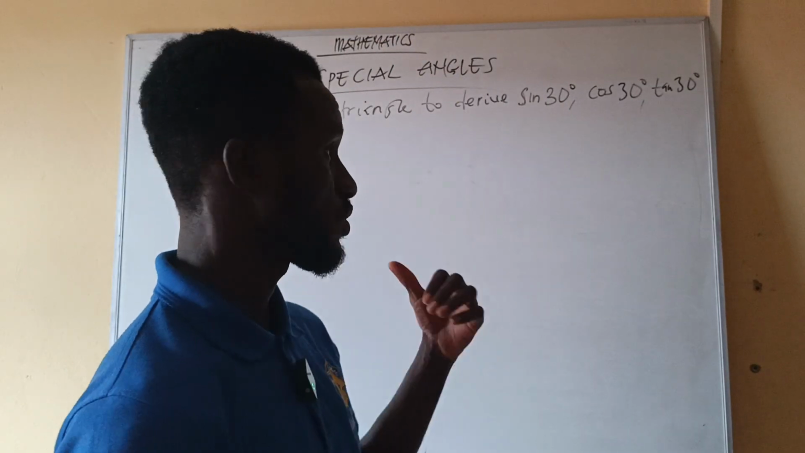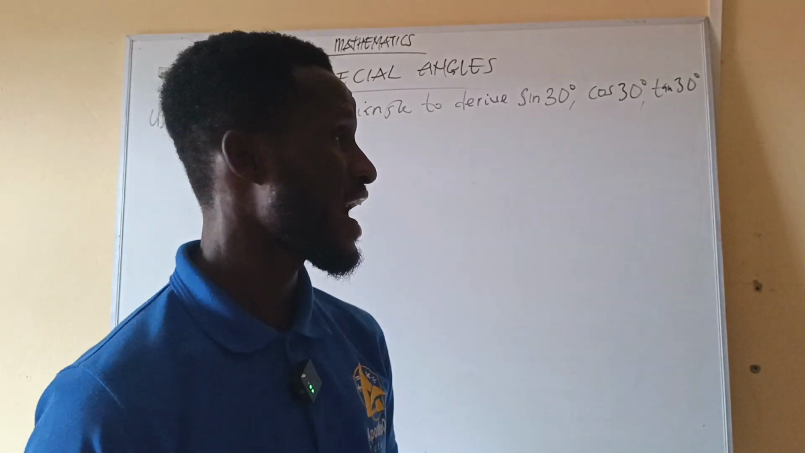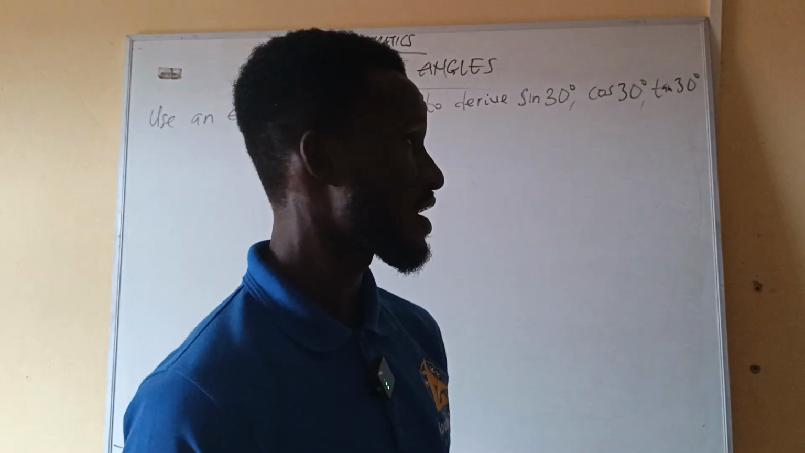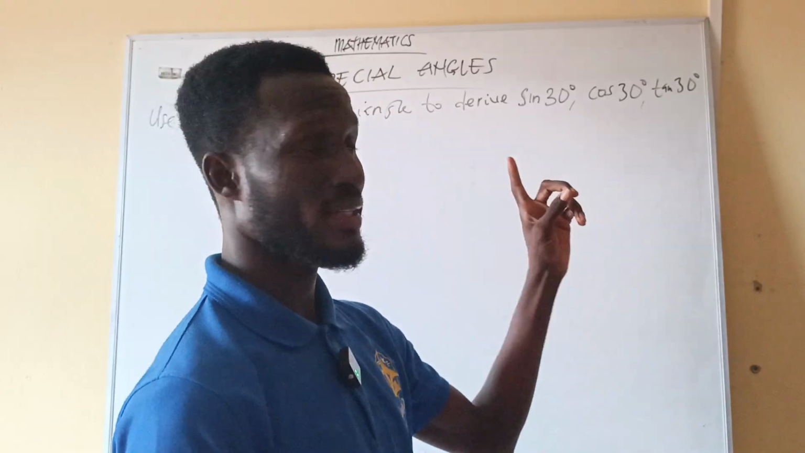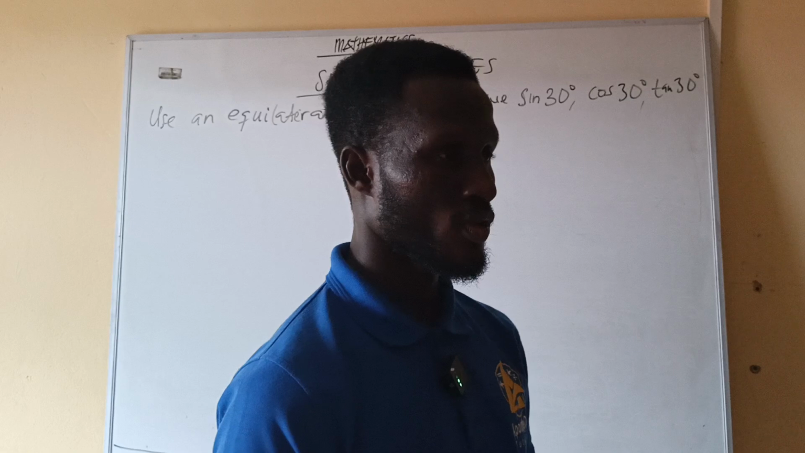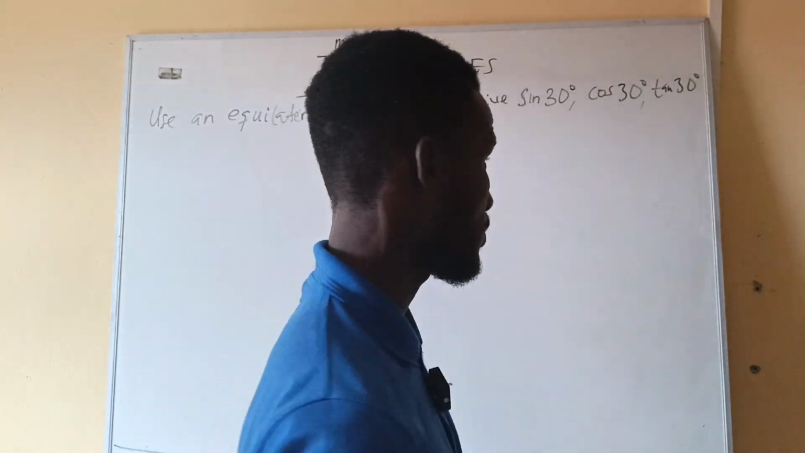Now, I'm coming to continue with the special angles, and this time around, I'm going to talk about how we can derive all the special angles, like 30 degrees. Not only 30 degrees, I'm going to derive the 60 degrees too. So I'm going to derive the 30 degrees and then the 60 degrees. Then we see what we can do.